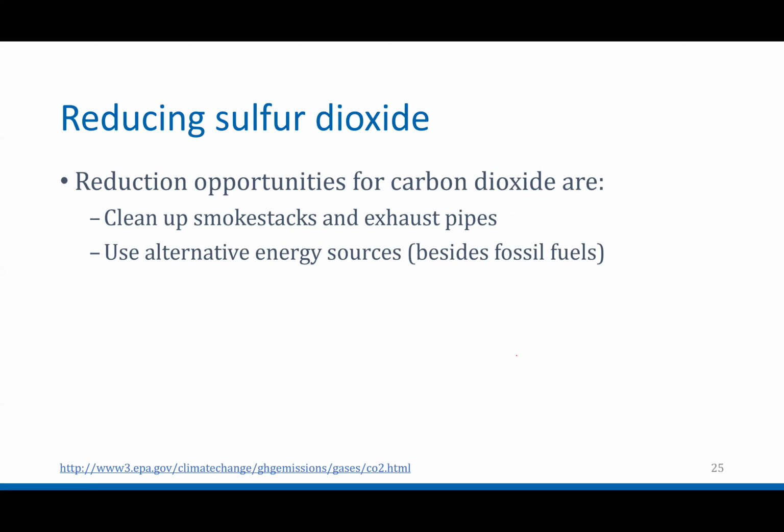And sorry, speaking of carbon, there's a typo here. I really should fix this. I'll fix it after class. I probably said that last semester too. I mean sulfur dioxide here.